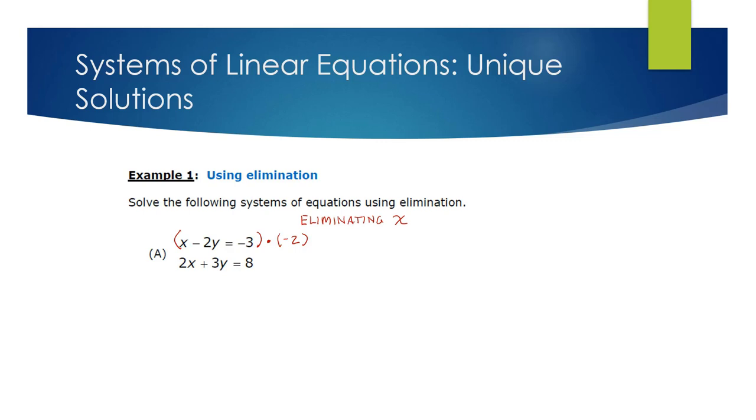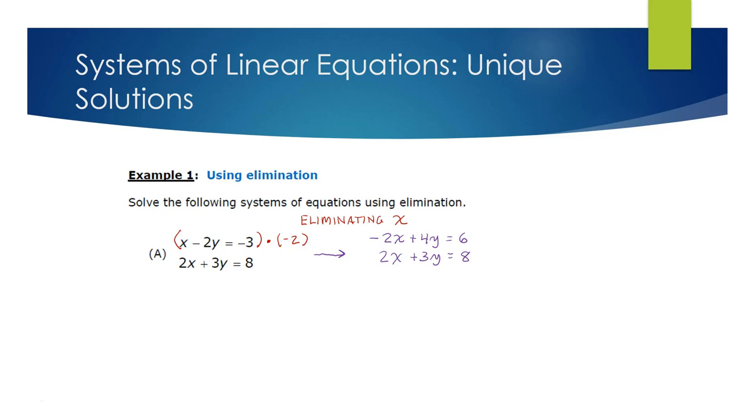I just can't multiply the x part of an equation by negative 2 because that's going to alter the solution of the equation. So what I'm going to do is multiply the entire equation by negative 2. So the top equation is going to become negative 2x plus 4y equaling 6. The bottom equation is left unchanged.